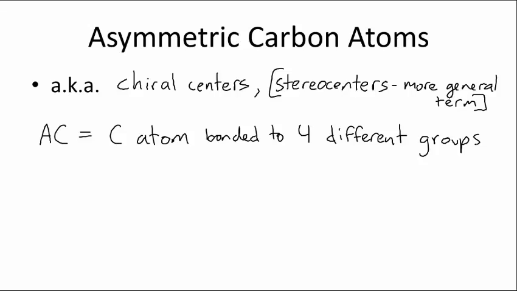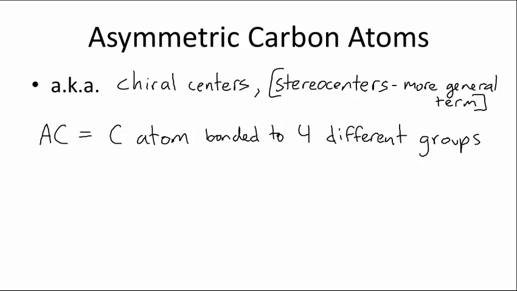And I want to emphasize groups there, because if it's bonded to a methyl group and an ethyl group, both of those would be bonded to a carbon atom. So it's not that it has to be bonded to 4 different kinds of atoms. It has to be bonded to 4 different groups. So in that case, a methyl group and an ethyl group counts differently.